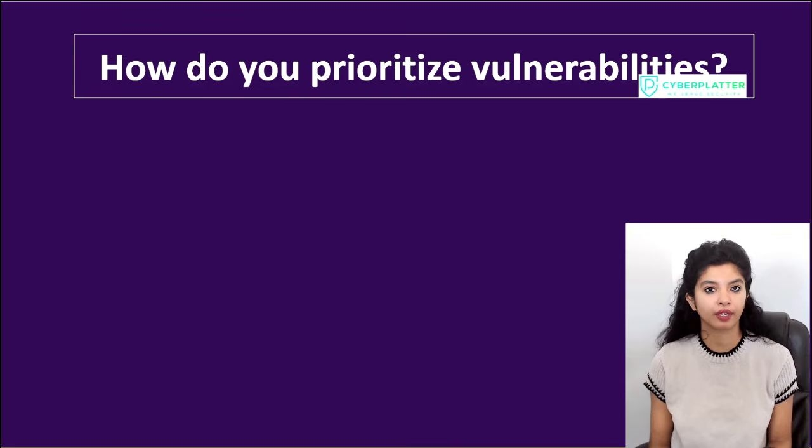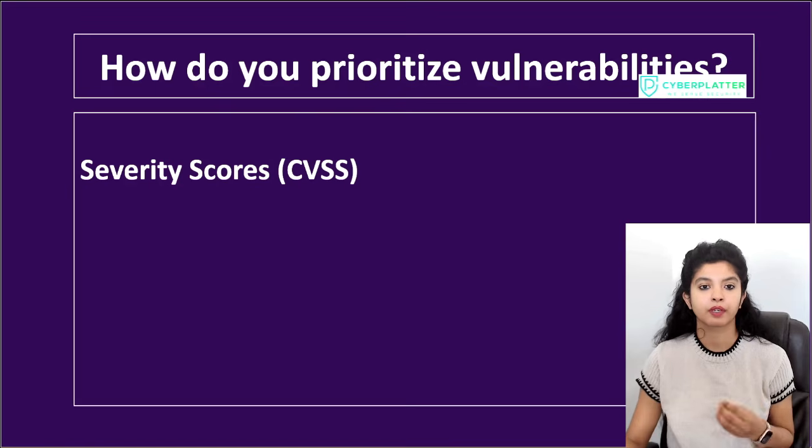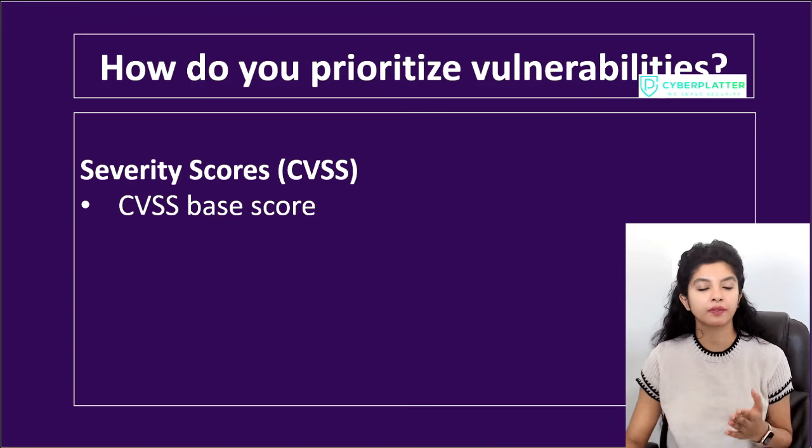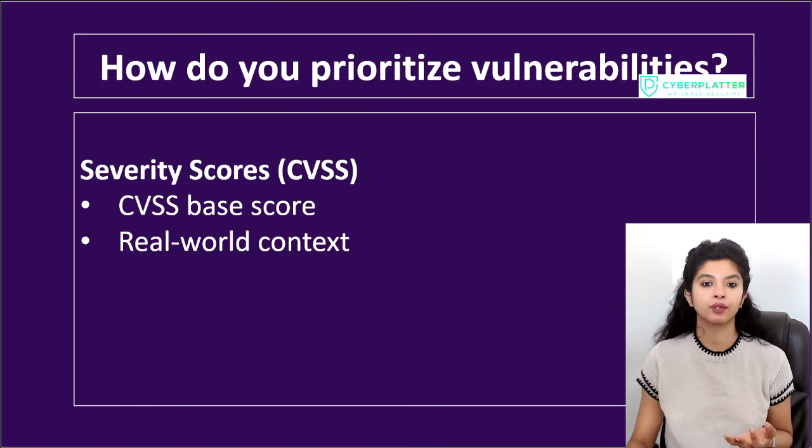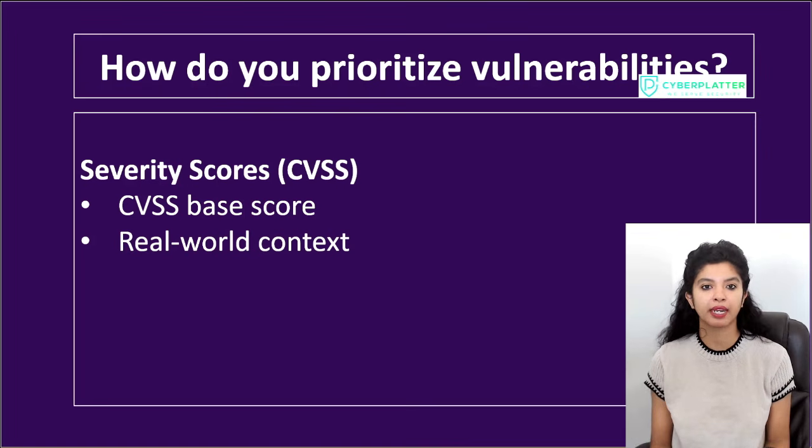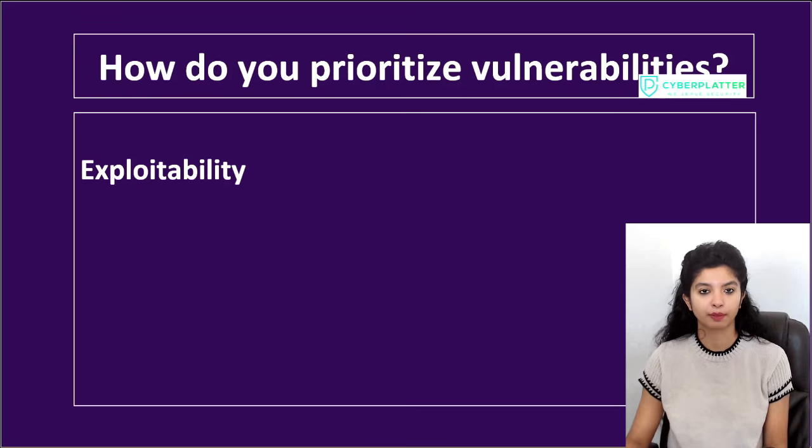Next question, how do you prioritize vulnerabilities? First, you consider severity scores, CVSS, that is you start with CVSS base scores, that is like I said, critical, high, medium and low. But you don't rely on these numbers alone, you also need to consider real world context. A CVSS 9.8 flaw on an internal lab system may be less urgent than a CVSS score of 7.5 exposed to the internet.